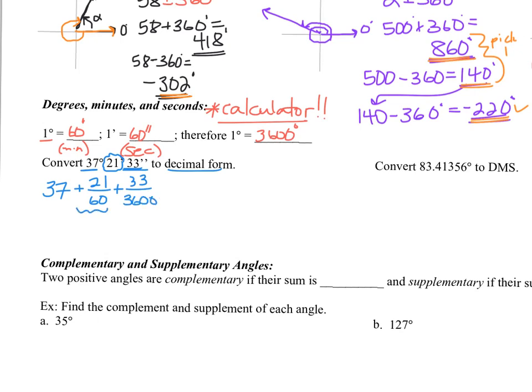So this is the decimal form for the minutes in the degree, and then we'll add to that the decimal form for the seconds in that degree. And you literally just plug this all into your calculator. 37 plus 21 over 60 plus 33 over 3,600. Rounding that to the nearest 4 decimal places would give us 37.3592 degrees. And to work the other way, we'll do a little bit more detective work. We'll talk about that in class.